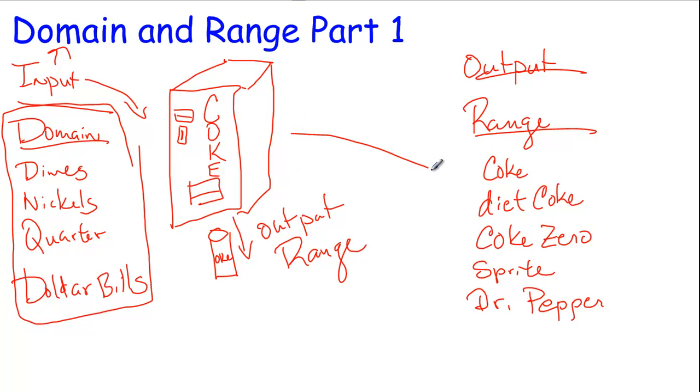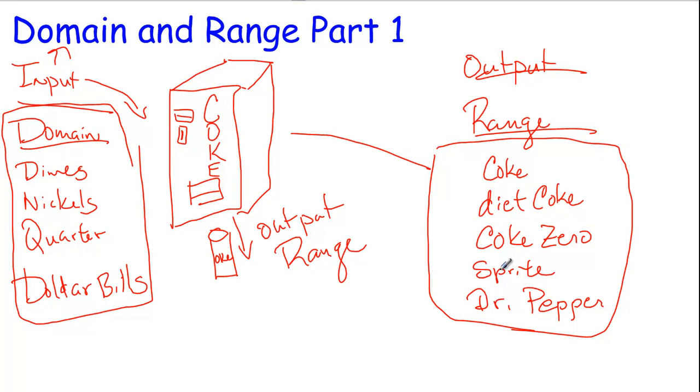And what comes out is also restricted. The Coke, Diet Coke, Coke Zero, Sprite, and Dr Pepper. These are the ideas of domain and range. Domain is what goes into it. Range is what comes out of it. And we look at this Coke machine, in terms of mathematics, as actually a function.